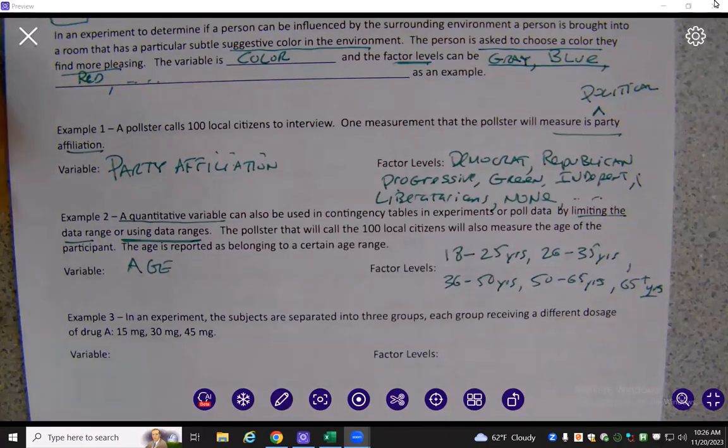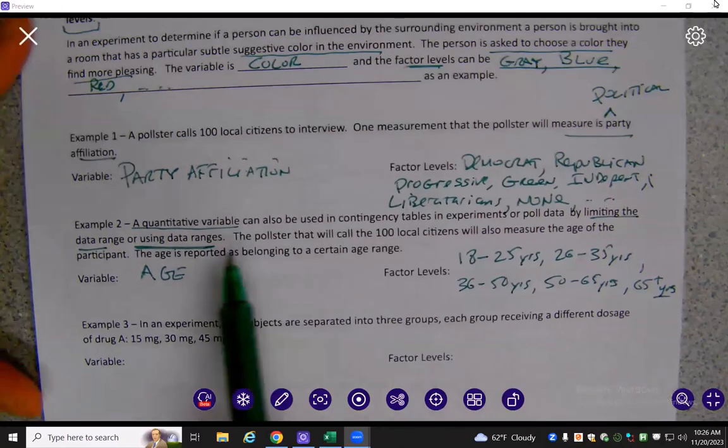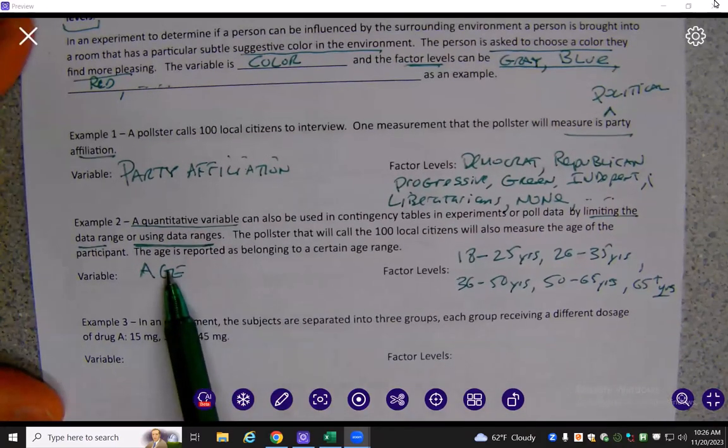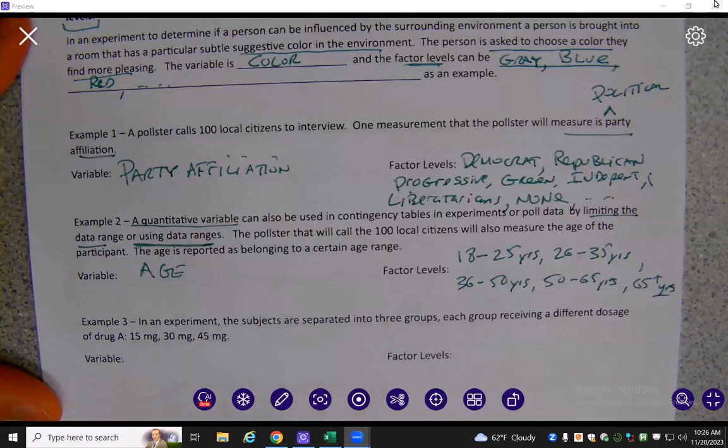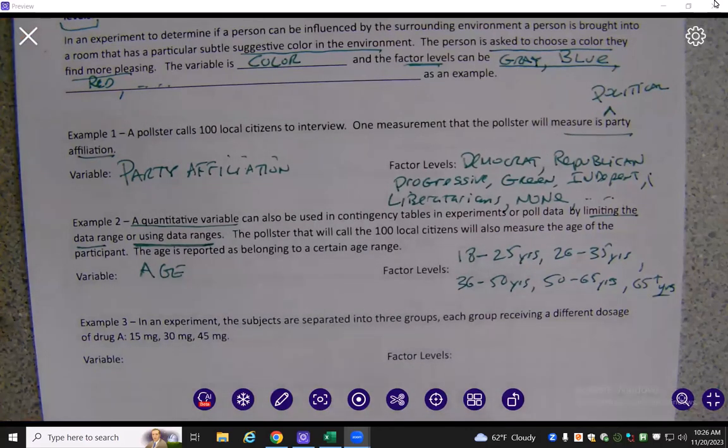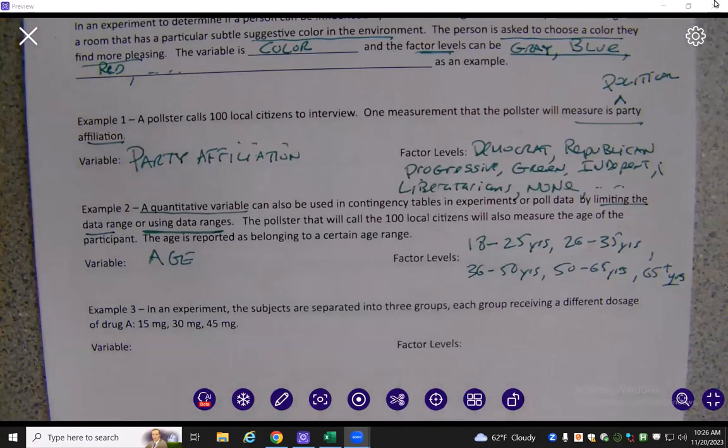Okay. But again, notice it is quantitative, but what we've done is break it up into sort of a categorical viewpoint. So you can always take something that's numerical and turn it into something that's categorical, but the other way cannot be done. Something categorical cannot be turned into something numerical. It doesn't work the other way around.